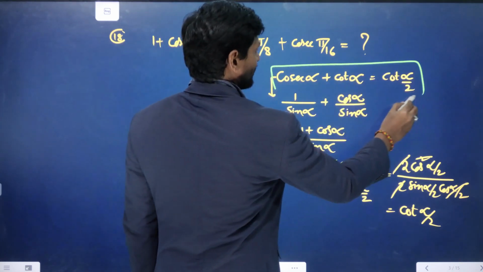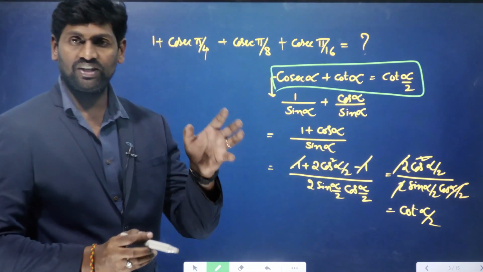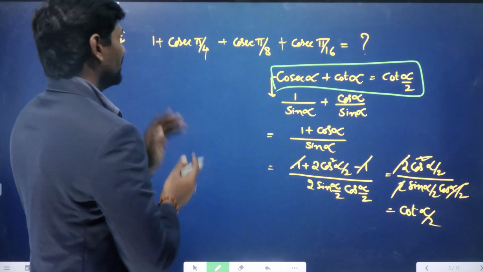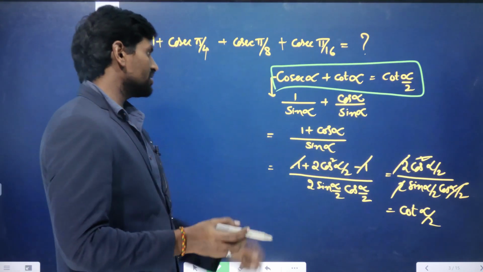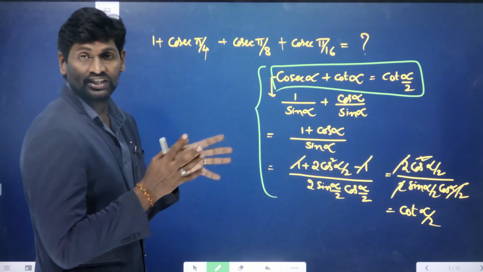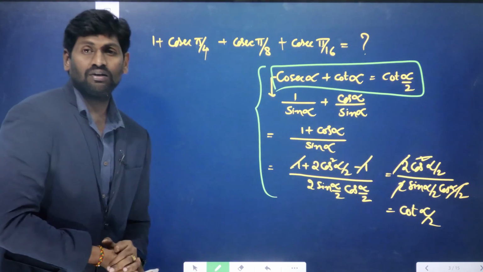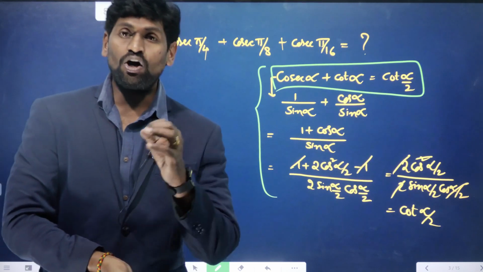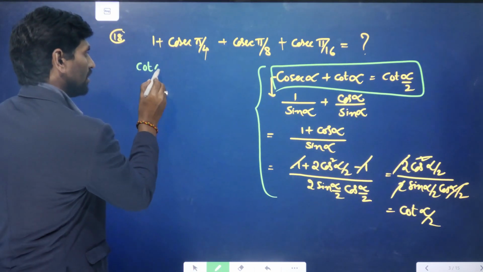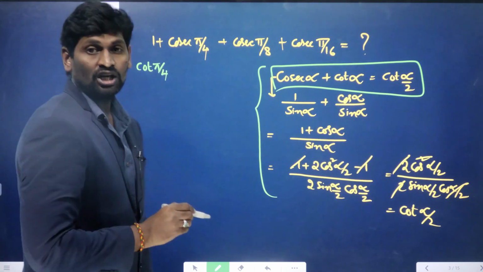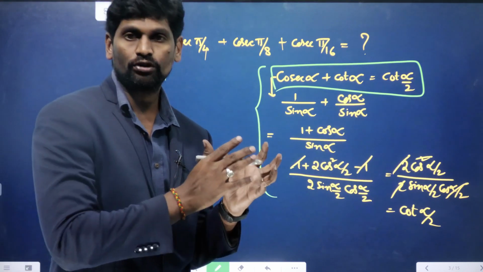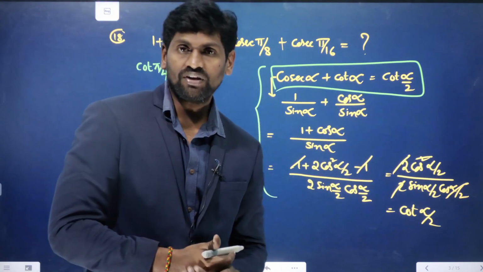So you have learned that the condition cosecant alpha plus cot alpha equals to cot alpha by 2, because we have to use the condition here. Okay, how I am using the condition, let us see this. Now check here, one value I am going to write as cot pi by 4. Why? Cot pi by 4 is nothing but cot 45 degrees. Cot pi by 4 means 45 degrees. Cot 45 value is 1.